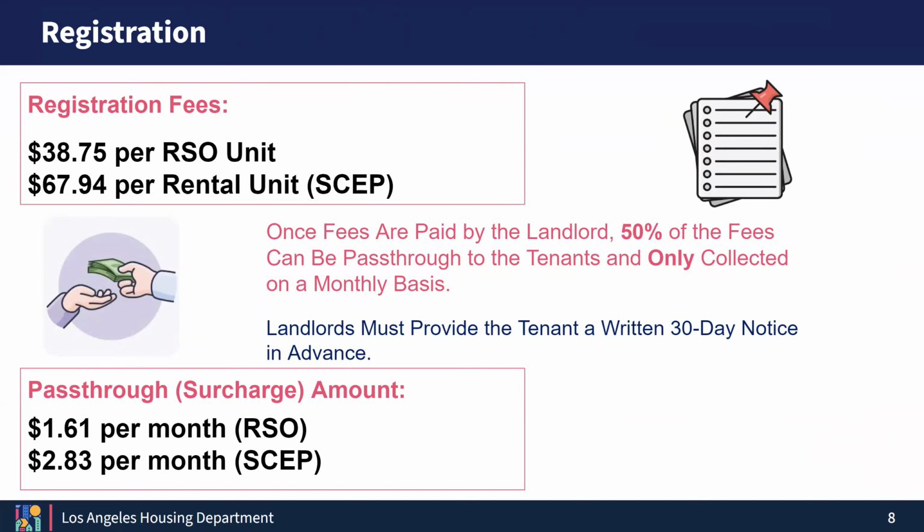Once these fees are paid, the landlord may pass through 50% of the costs to the tenants, which may only be collected on a monthly basis, as long as the owner provides a 30-day written notice to the tenant that they will be collecting this monthly surcharge. Specifically, the surcharges that an owner may recover from the tenant to compensate them for the registration fees is $1.61 per month for the RSO fee and $2.83 per month for the SCEP fee.